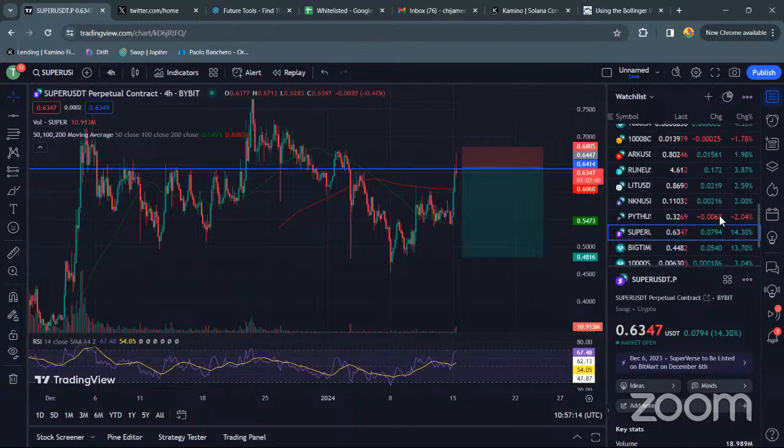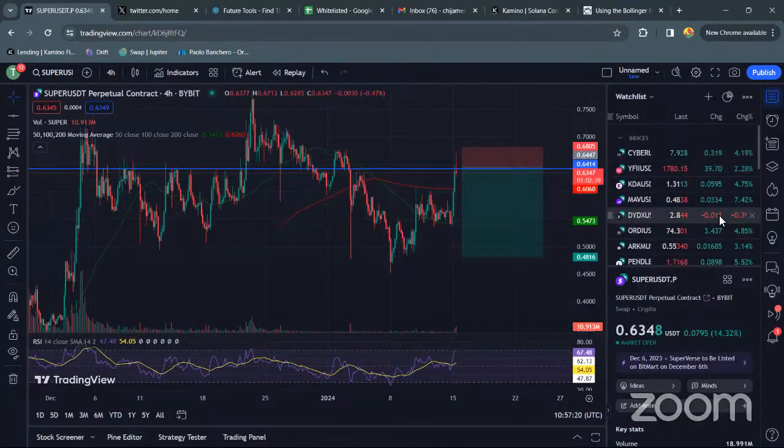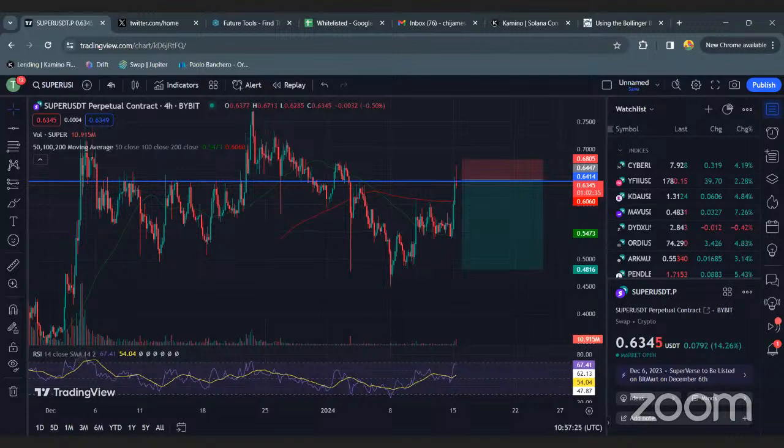So I think these are pretty much the things I'm looking to trade at the moment. There's still a lot. Like I always say, always look for assets that are bearish if you want to short. If you want to long, look for things that are bullish.